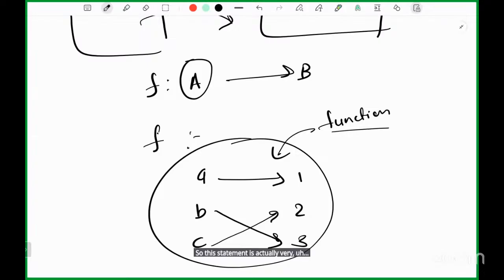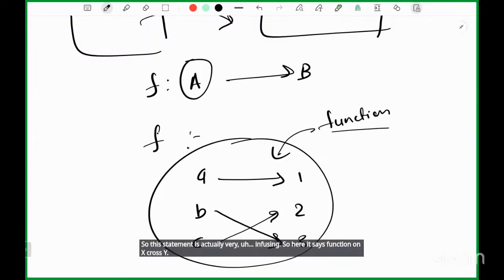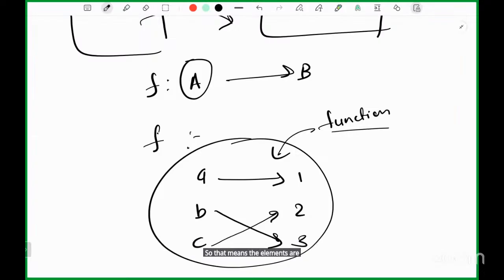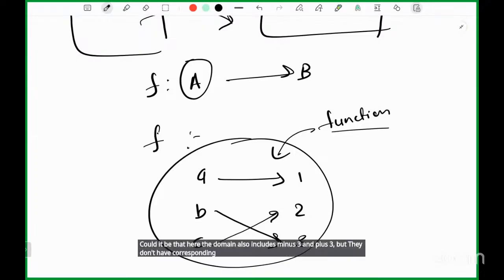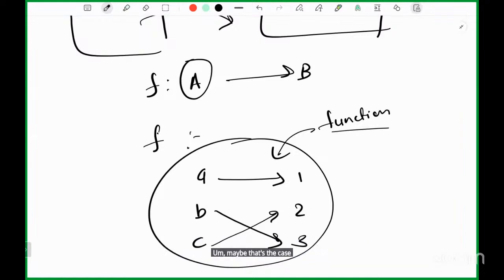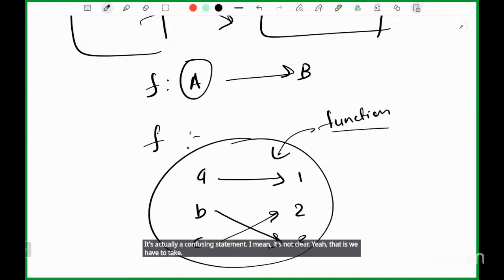So this statement is actually very confusing. Here it says function on x cross y, so that means the elements are from x cross y. But could it be that here the domain also includes -3 and +3, but they don't have corresponding values of y? Maybe that's the case, but they should have specified that, right? So it's actually a confusing statement. Yeah, it's not clear here which values we have to take.